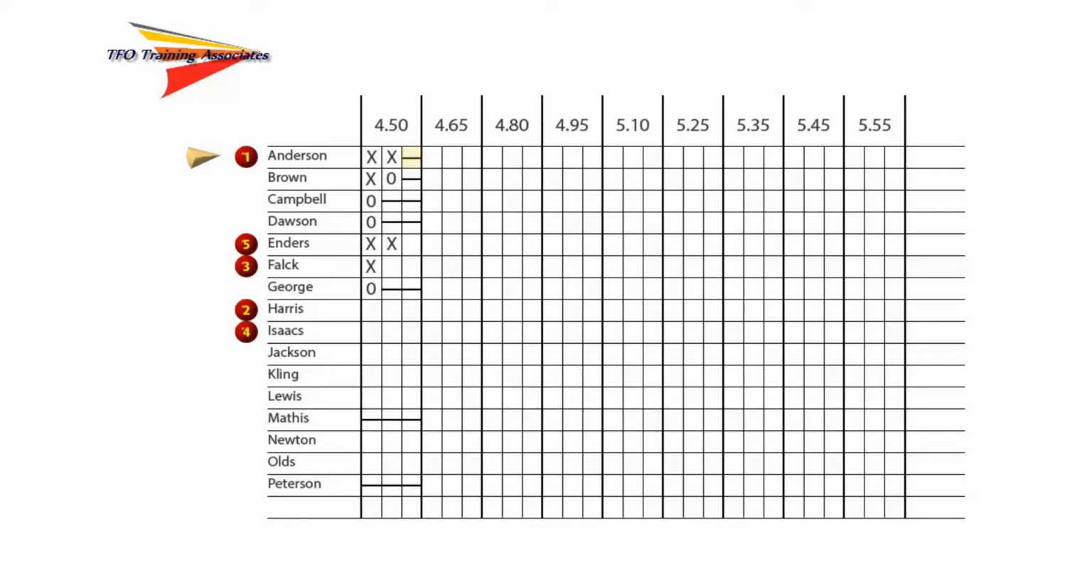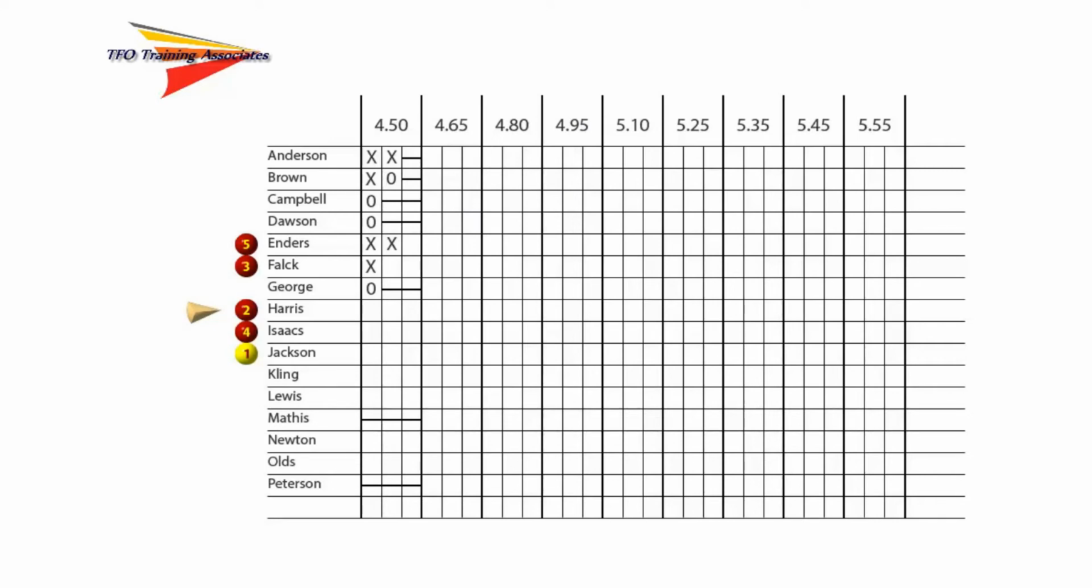Draw a line through the last box in his row under 4.50 meters. It's important to note that he still has 1 attempt remaining at a subsequent height. He's still in the competition, but has concluded jumping at this height only. Move the number 1 indicator to the next eligible jumper, in this case Jackson.